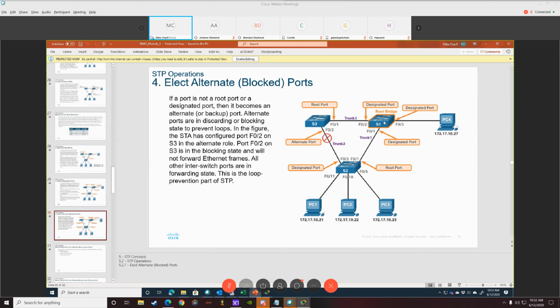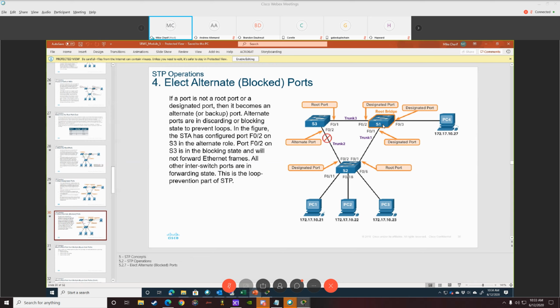Unless you go to the switch and lower the priority value from the default. That's what was done on S1. Somebody went there and changed the priority to something less than 32768. Then S1 became the root bridge.